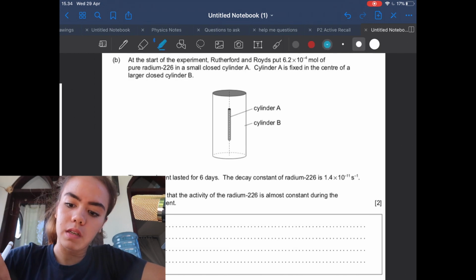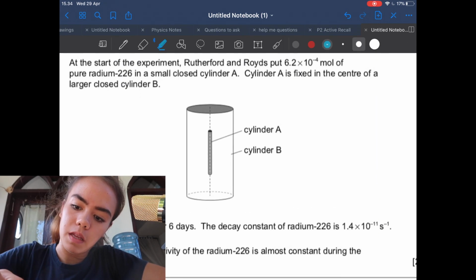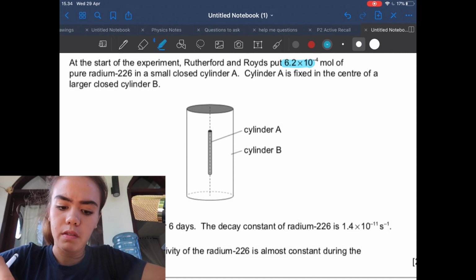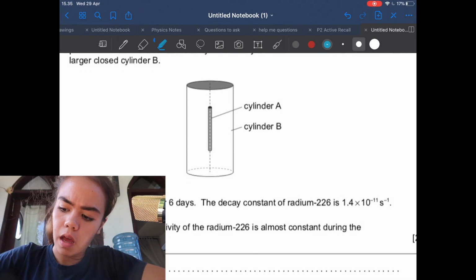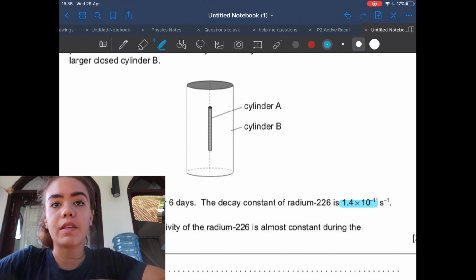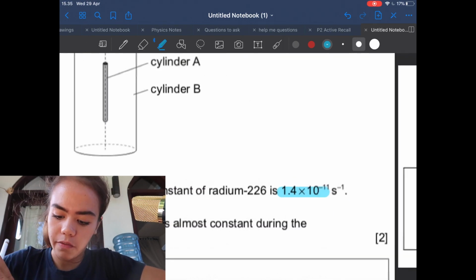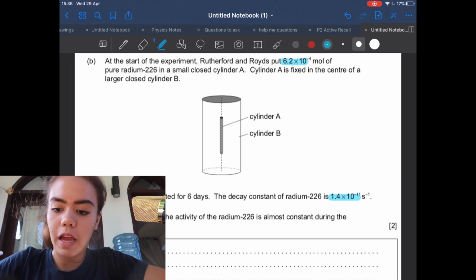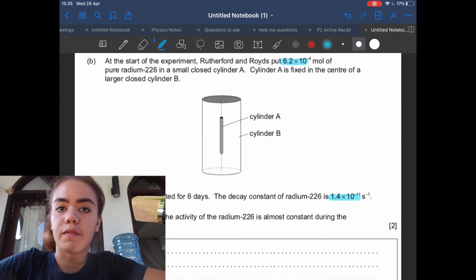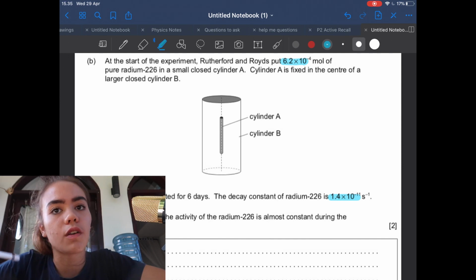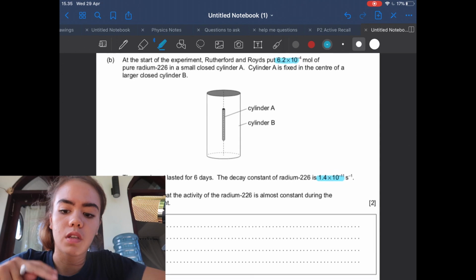Okay, what about this one? 6.2 times 10 to the minus 4, that's 2 significant figures. 1.4 times 10 to the minus 11, 2 significant figures, the 1 and the 4. It wants you to deduce the activity, and because both of these numbers are to 2 significant figures, you're going to do it to 2 significant figures.